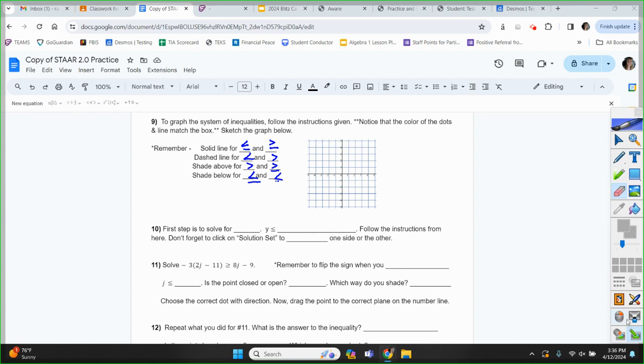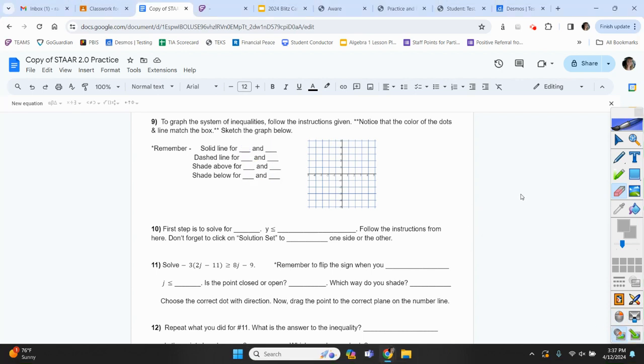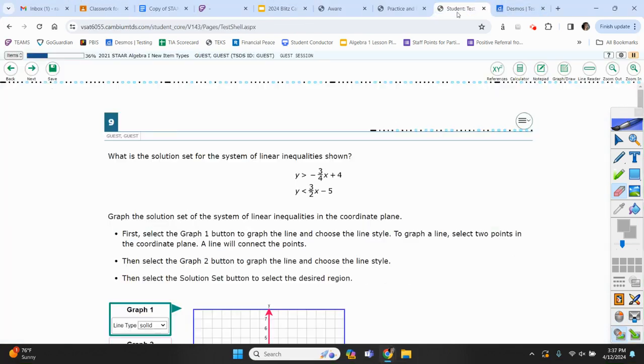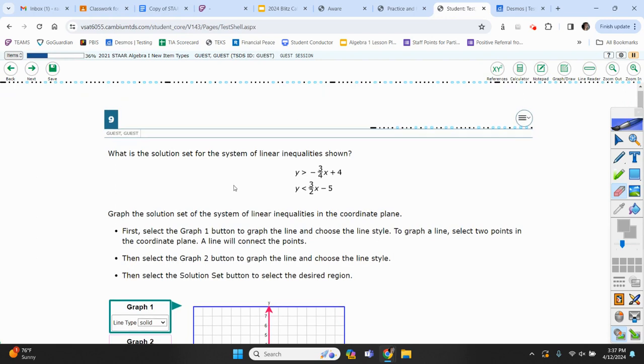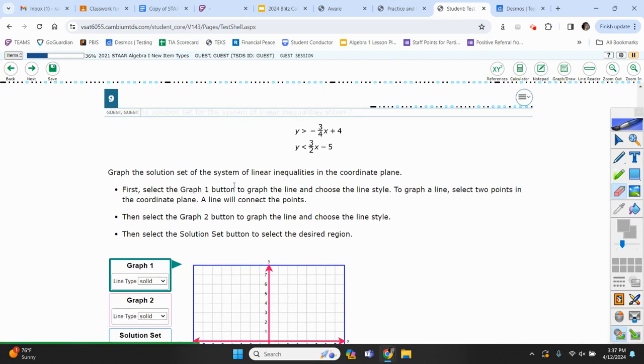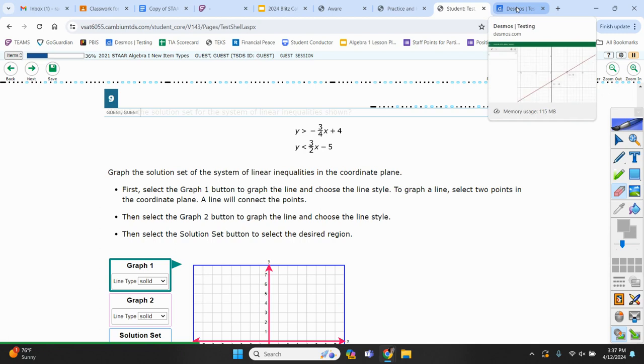All right, so you should have that filled out on your paper. So now let's go back to the test. What is the solution? So these are already in slope-intercept form. If you want to, you can graph them in Desmos, but remember you have to type it in as an equation.